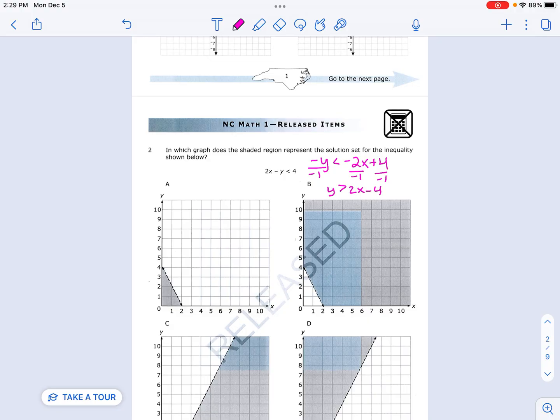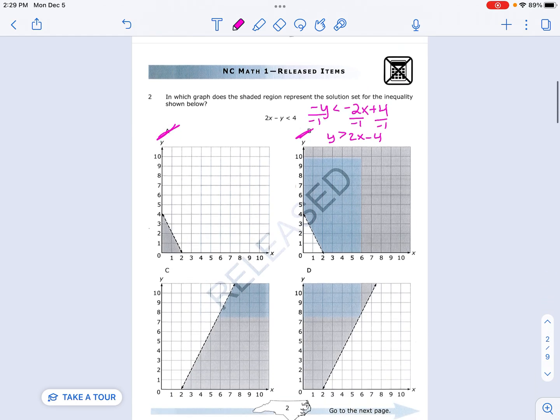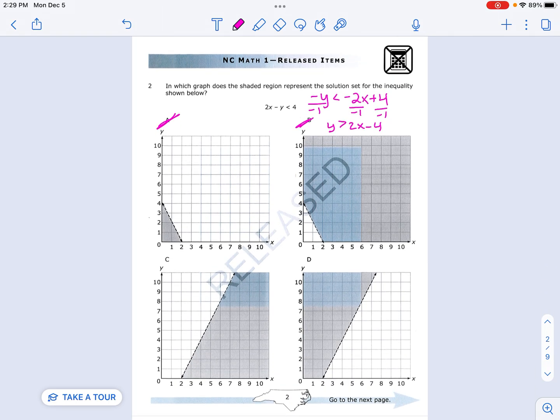So we know our y-intercept is -4. So in graph A, our y-intercept is 4. So we know that's not it. Same with B. Those both have a y-intercept of +4. C and D, we can't see the y-intercepts, but if we imagine extending the line, we could see that it would cross at a negative value. So then we just have to look at the shading. So greater than would be above the line, which is answer choice D.